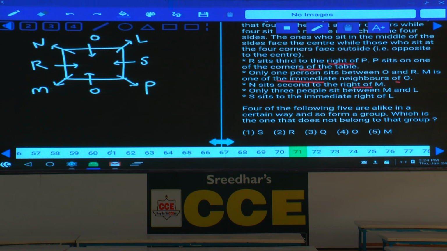Then 76 to 80. First write down this arrangement, then let us discuss this 76 to 80. Now in this 76 to 80, these 5 questions are based on input and output. 76 to 80, input and output.